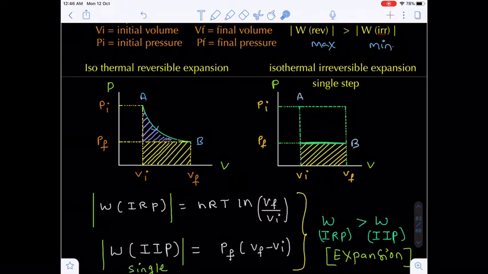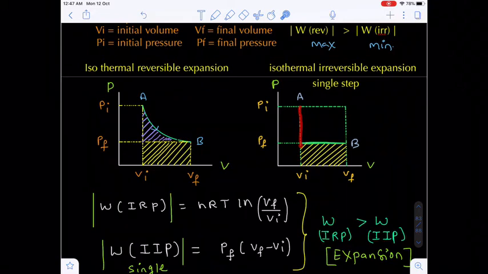Now in irreversible, what happens? Initially you have the gas at this position. What is the pressure? Initial pressure Pi, and the volume here is Vi. Now in isothermal irreversible, what happens? A sudden change occurs. That means if the piston suddenly moves in the downward direction, we are changing the pressure.